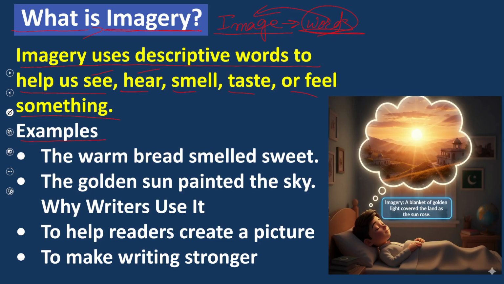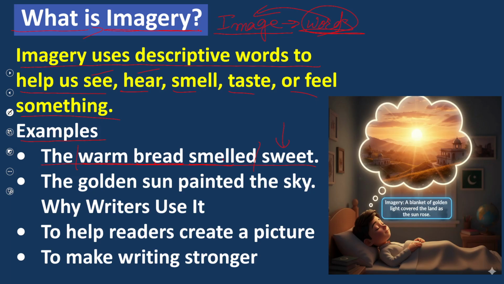Look at this example for further clarification of your concept about imagery. The warm bread smelled sweet. Yes, the warm bread smelled sweet. Now, warm bread, yes, these two words and smelled. When the three words are combined, they provide us the sense of smelling and taste.